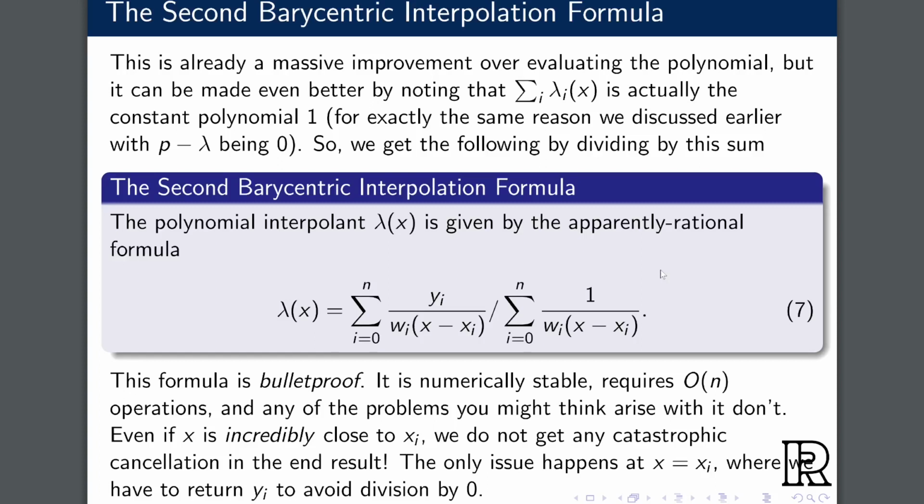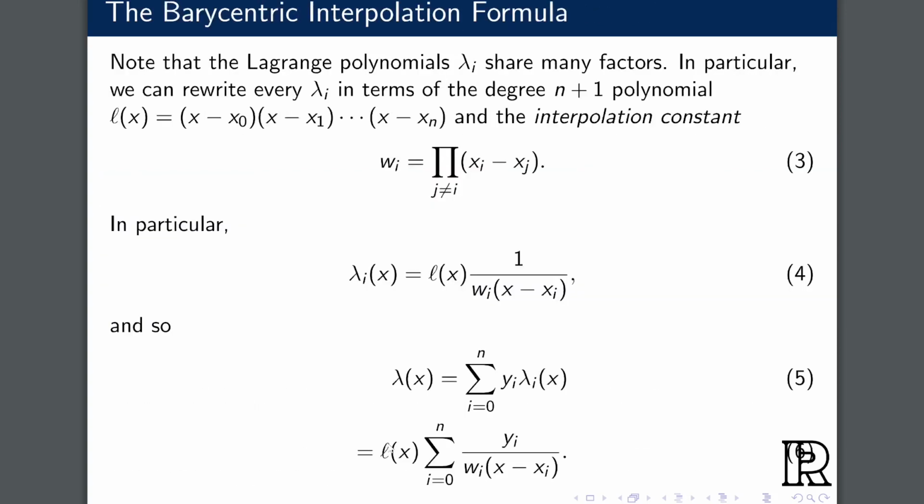Basically you can't reduce this anymore. You genuinely have to compute these two sums separately, but you can just reuse this computation, the 1 over wi times x minus xi computation, as you're doing the sum. And what canceled out in doing this is the L of x that we had on the last slide. This polynomial here, we divided it and it cancels out.